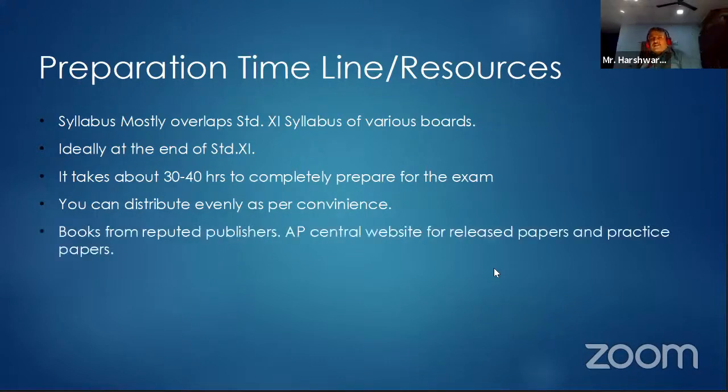Books from reputed publishers are your primary source. You can refer to any book, Barron's, Princeton, Kaplan, all those books are available. Typically, the books would also have some sample papers, so that would be a good practice.